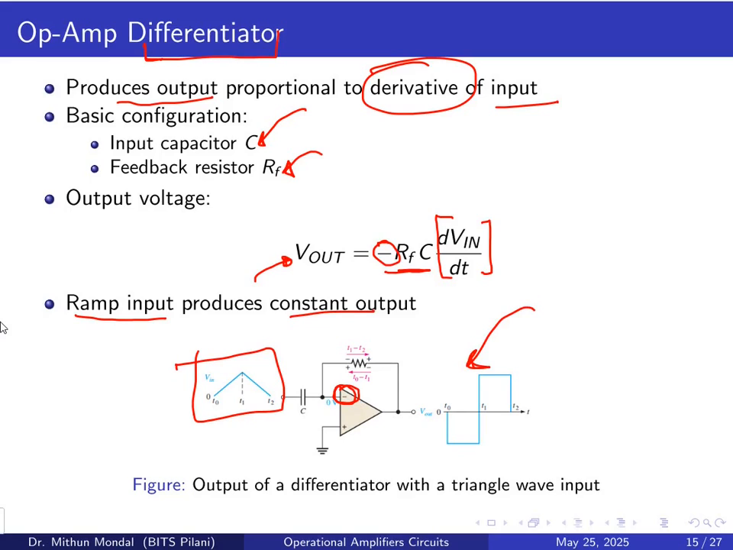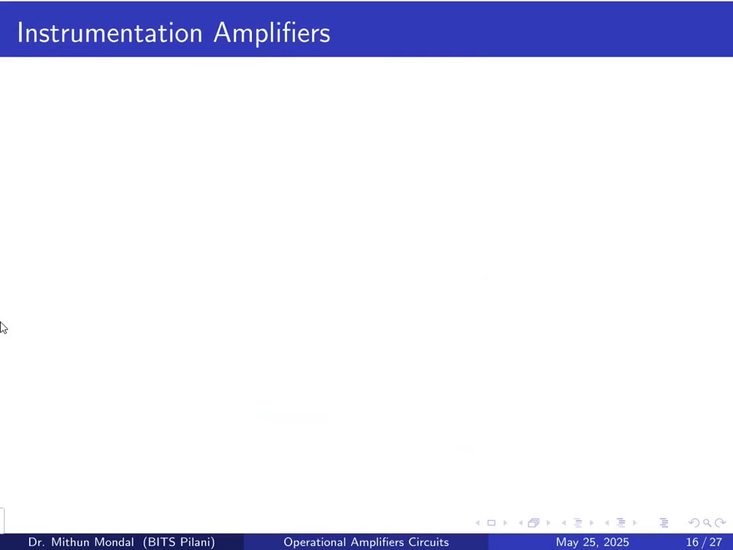In the previous case, we gave a step input and got a ramp output. So the differentiator is the reciprocal or the inverse of the integrator. Here you have the feedback resistor and the capacitor is connected at the input. Remember in the previous case, we connected a capacitor in the feedback of the integrator circuit and the resistor as the input resistor. But in the differentiator, we have changed their positions. The input is the capacitor and the feedback is the resistor.